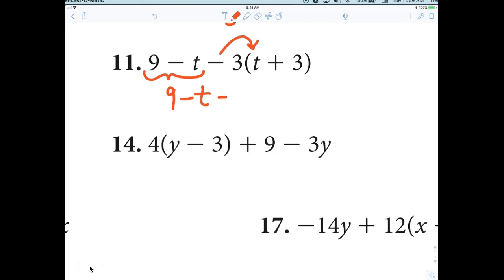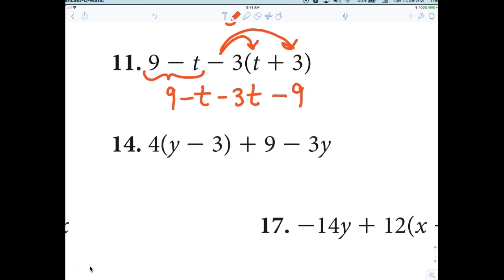Negative 3 times t is negative 3t. Then I'm distributing the negative 3 to the positive 3. So it's negative 3 times positive 3, minus 9. That's what we're doing. All right? So I have 9 minus t minus 3t minus 9.